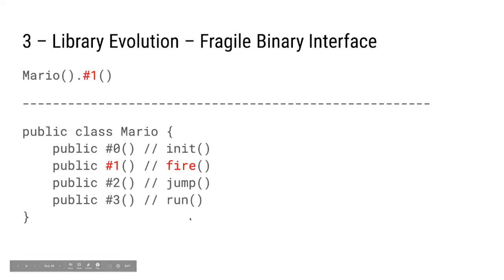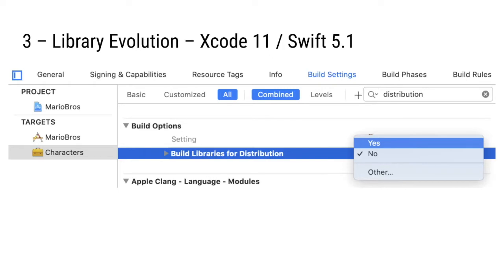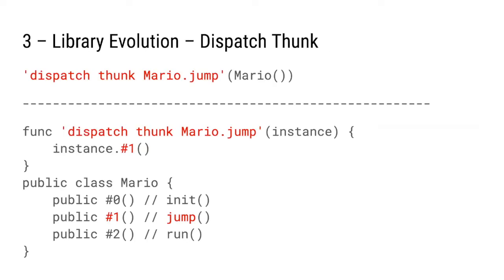So how to prevent that limitation? We just need to activate, again, this thing, library evolution. It can be done by basically turning on the same flag that was used for module stability, build libraries for distribution. And now let's see from the runtime perspective how the compiler generates support for library evolution. As you can see, there's one additional function. It's called dispatch func. And my executable no longer uses vtable indexes. It just calls the dispatch func function.